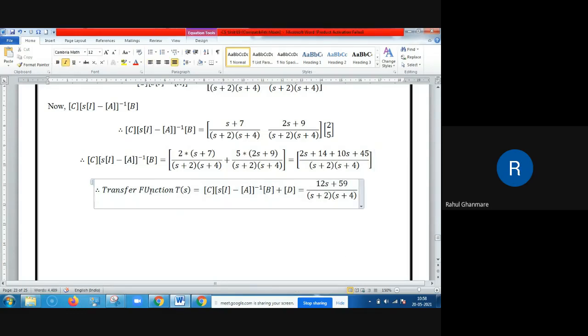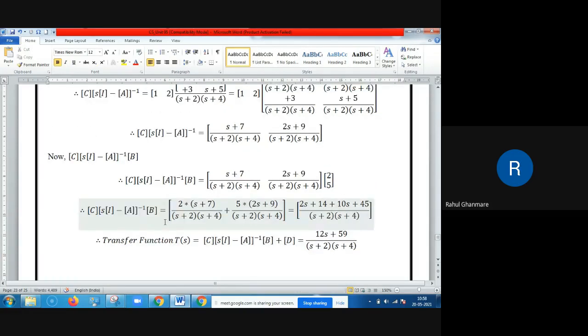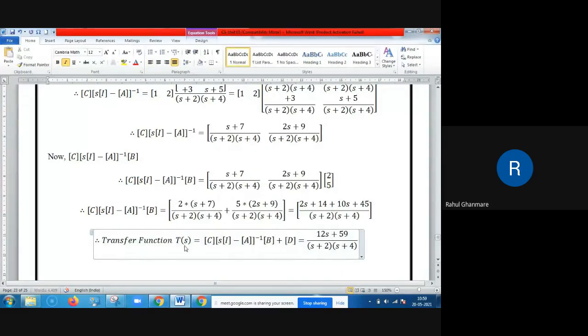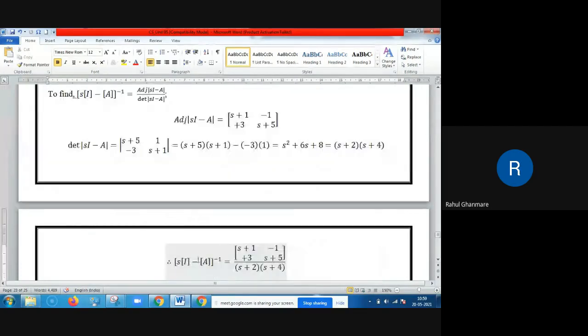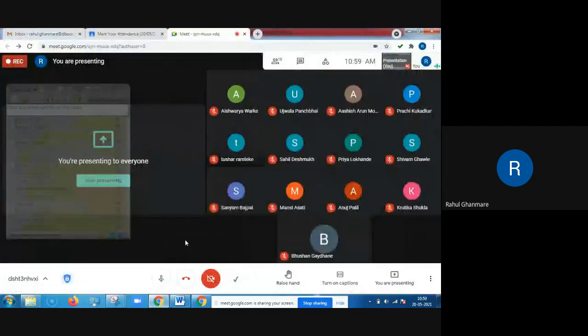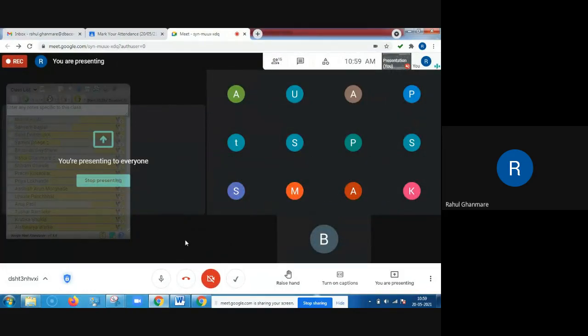In this way, you obtain the transfer function from the state model. This is how we get it when we have the state model equations or state model variables, by using that transfer function formula with matrices. So we have obtained the transfer function from the state model.